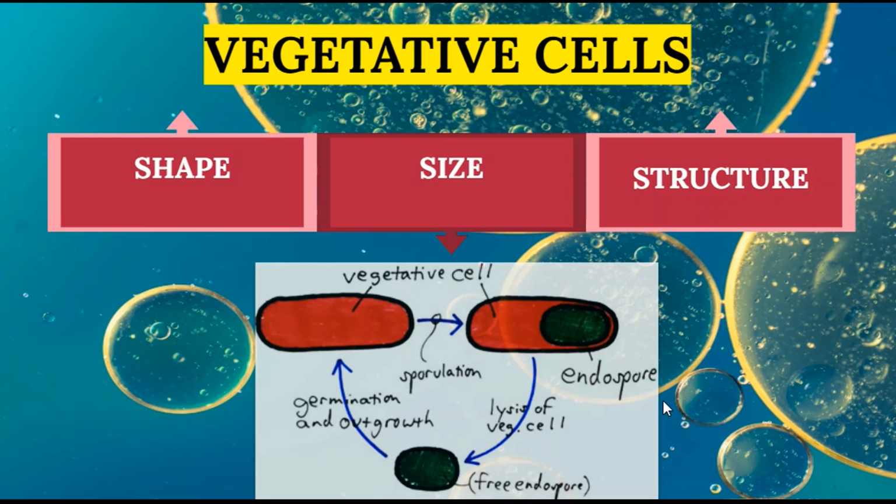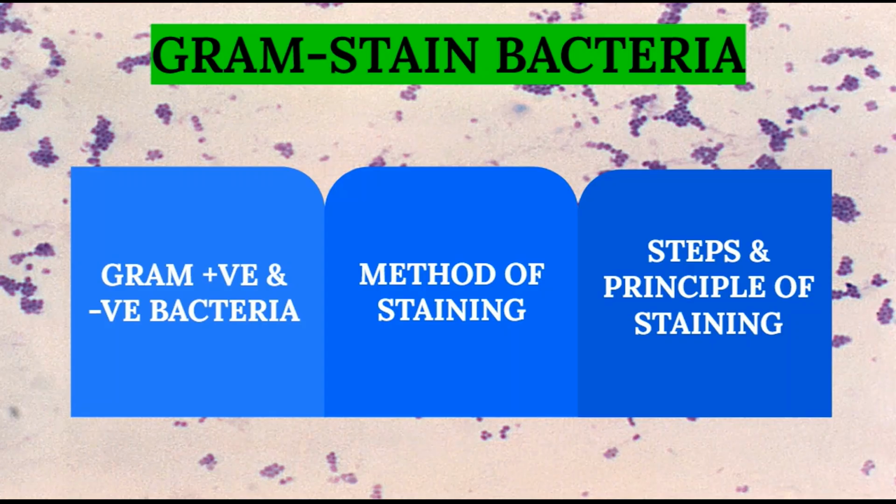Now note this: if there are favorable conditions, then a spore can form a vegetative cell in only 90 minutes. But what's the problem? There are not always favorable conditions. Okay, so endospores can form within different areas of vegetative cells. Actually, if these are endospores, this is the vegetative cell. And these endospores can form anywhere: terminal, center, or subterminal, through sporulation. Okay, now let's go to the last topic, which is gram-stain bacteria.